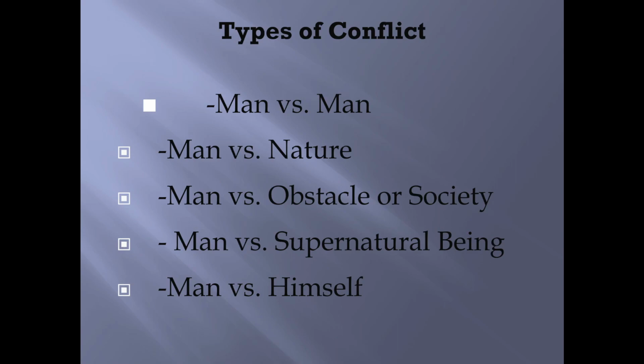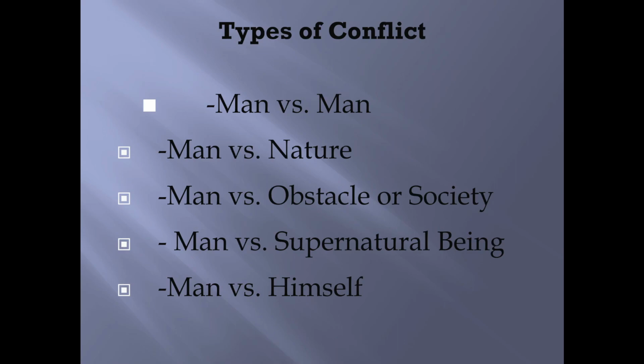Number 2, man versus nature. For example, movies like earthquakes or tsunamis or anything, those are man versus nature. Tornadoes, typhoons, those kinds of things. Okay. Third one, man versus obstacle or society.